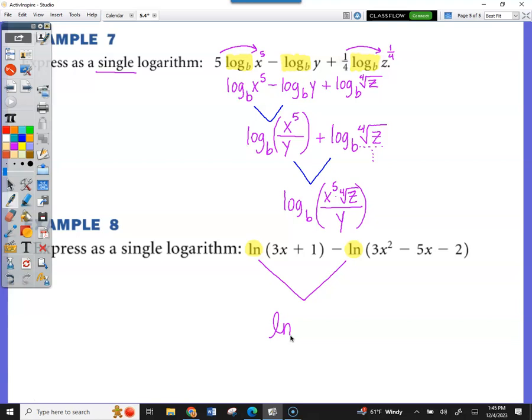How do you know what to put between the ofs? It's the fact that it was subtraction becomes a fraction. Did that on purpose. All right, so it's going to be ln fraction. What goes in top? 3x plus 1. What goes on bottom? 3x squared minus 5x minus 2.